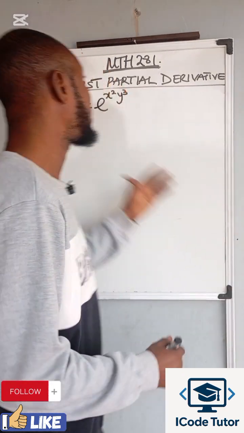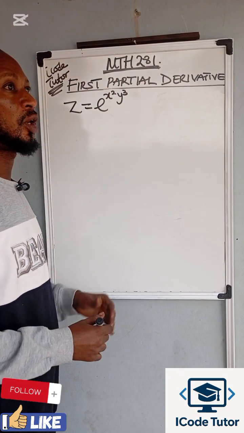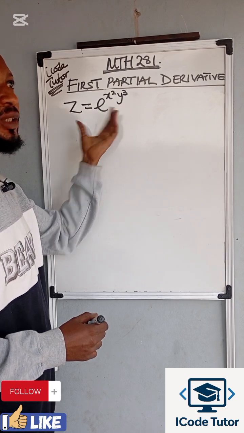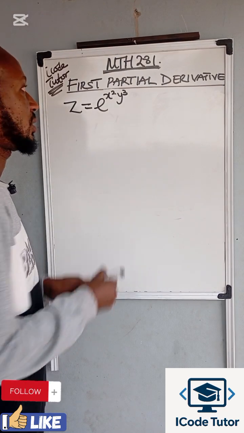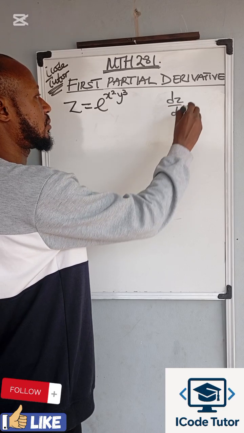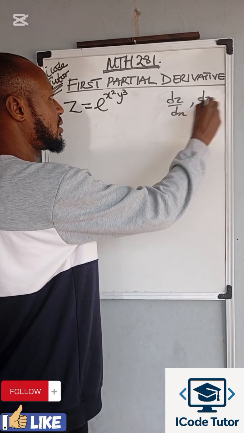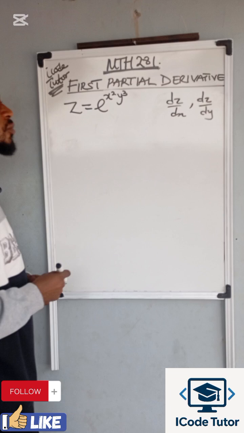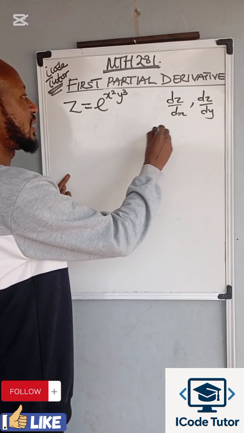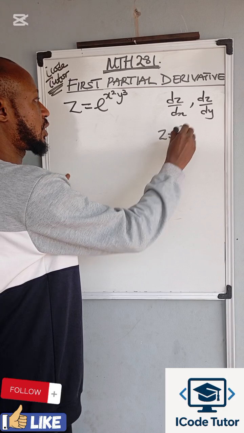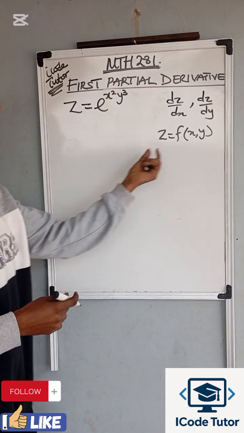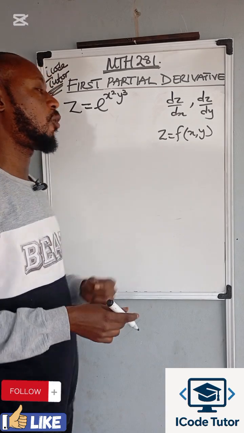Now, let's look at this exponential function. What you need to note here is that you need to find the derivative with respect to each of these variables, like dz dx and dz dy. As you know, z is the same thing as a function of x and y. That means anywhere you see z, it is the same thing as the function of x and y.